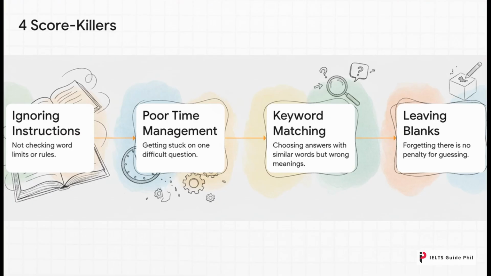These right here are the 4 big score killers. We've already talked about ignoring instructions. Poor time management is huge. If a question feels too hard, just make your best educated guess and move on.